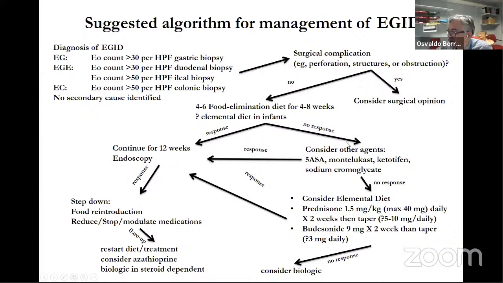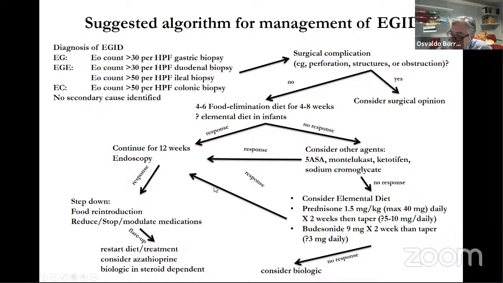If there is no response, then we can consider other treatments: 5-ASA in eosinophilic colitis, montelukast, ketotifen. But in some patients, we should consider an elemental diet or prednisolone or budesonide. We start with prednisolone 1.5 milligrams per kilo, max dose 40 milligrams daily for 2 weeks. Then we taper. Maybe we can keep a low dose of 5-10 milligrams daily until 12 weeks. Or budesonide, we can start at 9 milligrams, then we go down to 3 milligrams daily.